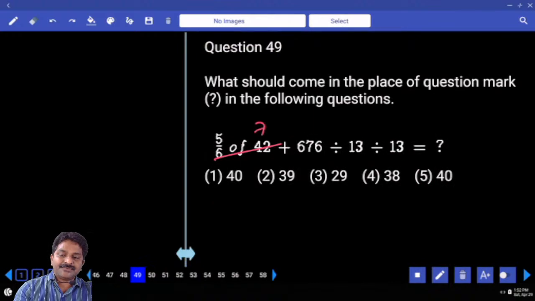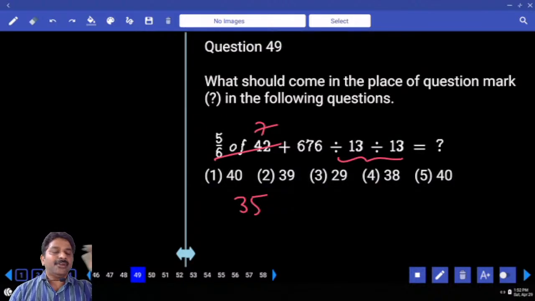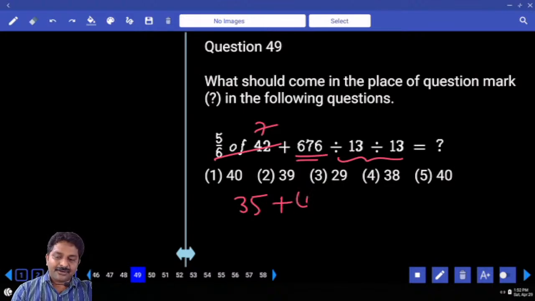6 how many times? 5 sevens. 35. Okay. When you have two consecutive division symbols, both comes in denominator. 13 square. 169. Approximately how many times we have? Obviously 4. Answer 39.